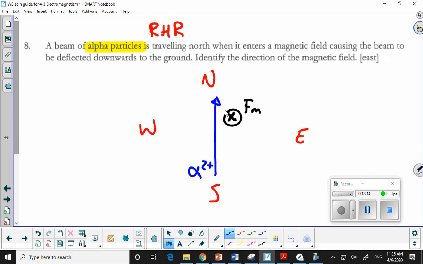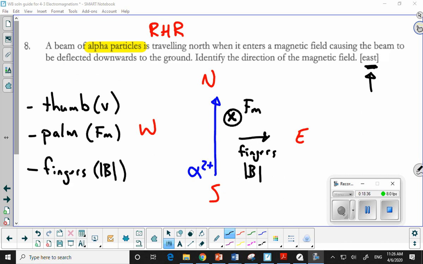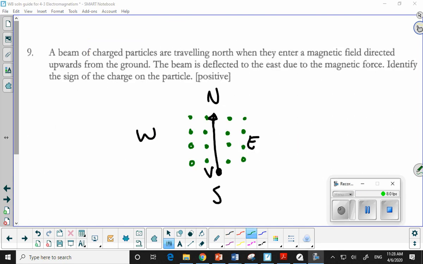So put your palm against the page. That leaves your fingers pointed towards the east. If your fingers are going this way, that's going to be the magnetic field. So the magnetic field is going towards the right-hand side of the page, which is east. Play with that a little bit to make sure that you got that one. Just a reminder that your thumb is the direction of the velocity of the particle, your palm is the magnetic force, and your fingers are the field. So again, always go back to that as your frame of reference.